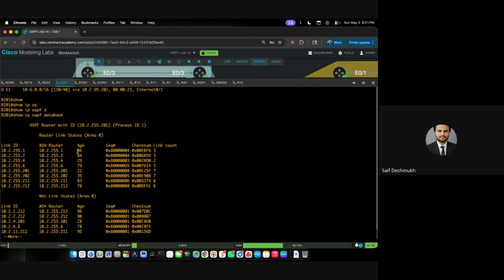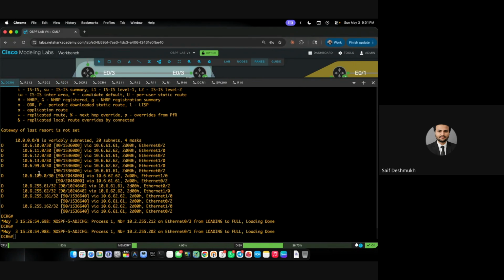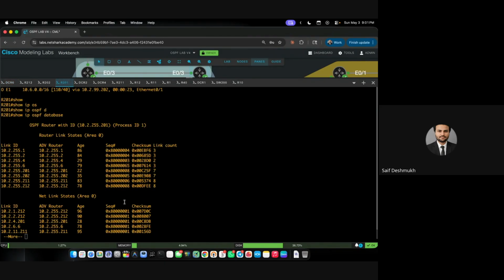It's also mentioning how many seconds ago we received that information, because we recently enabled OSPF. Let's check some. Okay, I forgot to remove OSPF on router 6. So router 6 was the router where we already had OSPF running, and that's why the sequence number is huge for router 6.